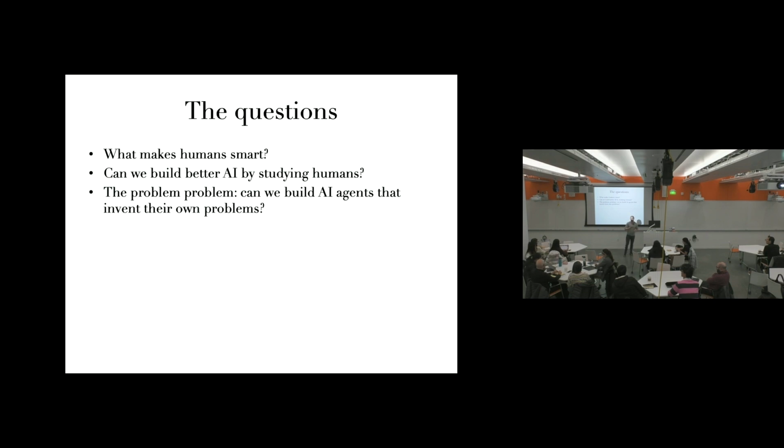to do is just tell you a little bit about what we understand about what makes humans smart at a high level, and then think about how we can use that knowledge to build better AI, potentially by studying humans. And then I want to come to, I think, maybe the most speculative and potentially controversial part of the talk, which is I want to introduce what I'll call the problem, or we could sometimes call it the hard problem of AI for science, which is the problem of building AI agents that actually invent their own problems. And I'm going to discuss why that is so hard.